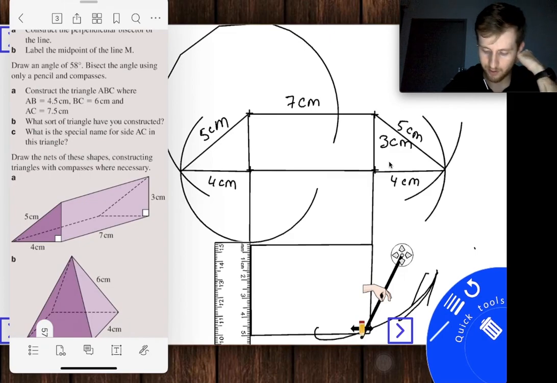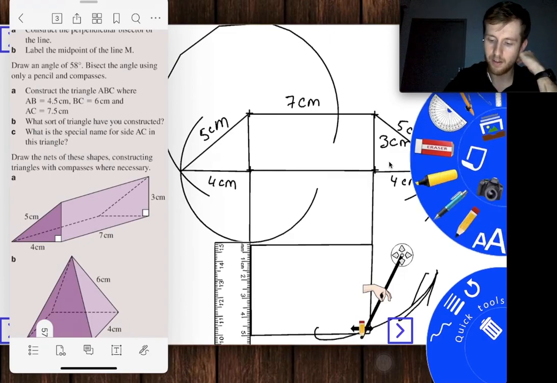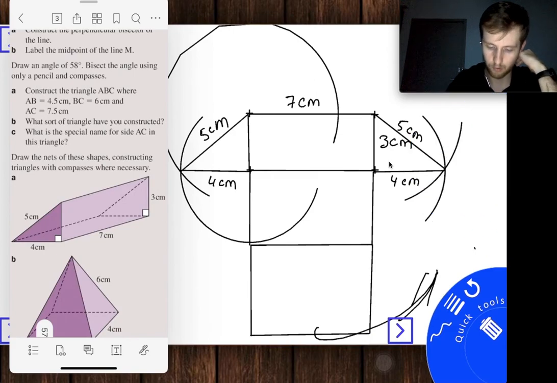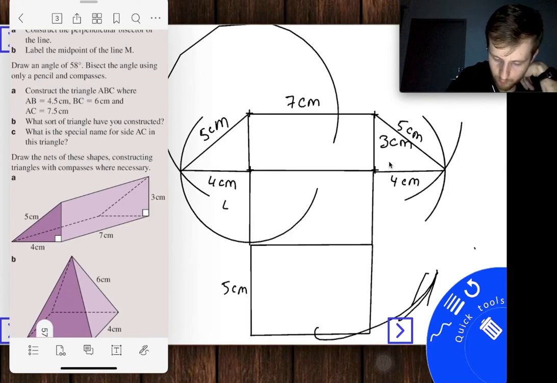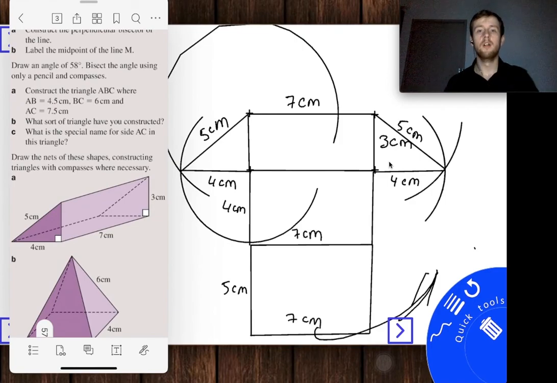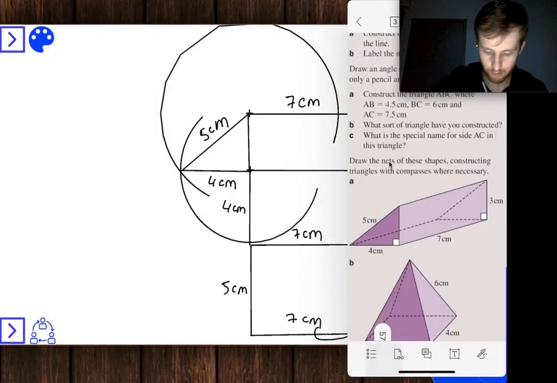Okay, and this is it. This is our net. I think I'm going to leave the construction parts untouched. This is 5 centimeters, 5 centimeters. This is 4 centimeters, and this is of course 7 centimeters as well. This is our net of this shape. Okay, let's make a screenshot.